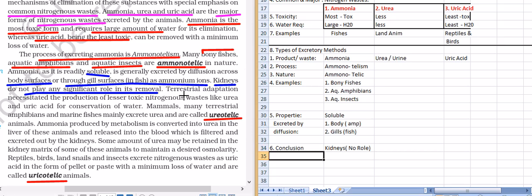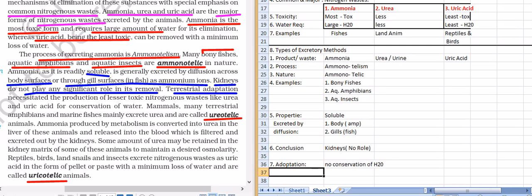So with this we completed. Next is adaptation. Terrestrial adaptation necessitated the production of less toxic nitrogenous waste like urea and uric acid for conservation of water. To save water, they have evolved from this type of organism. So in evolution they started conserving water. You can make it a point: adaptation. Here there is no conservation of water, because they have plenty of water, so there is no need to save it; they will utilize it well.